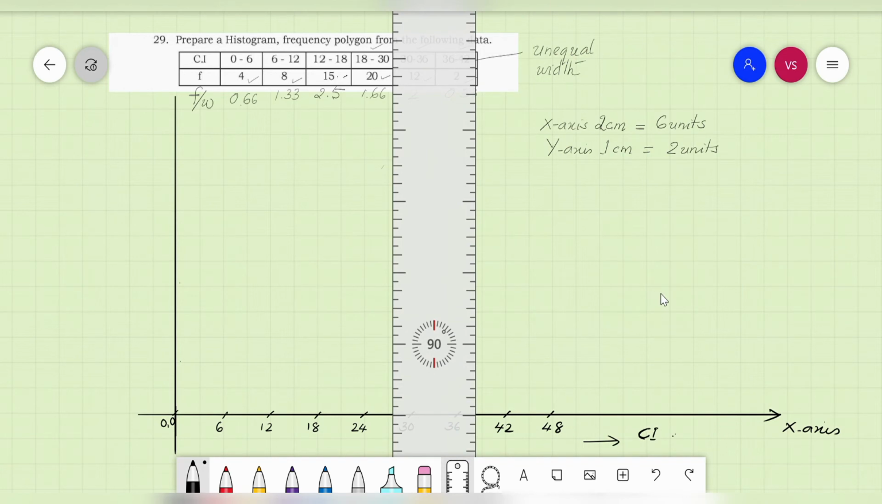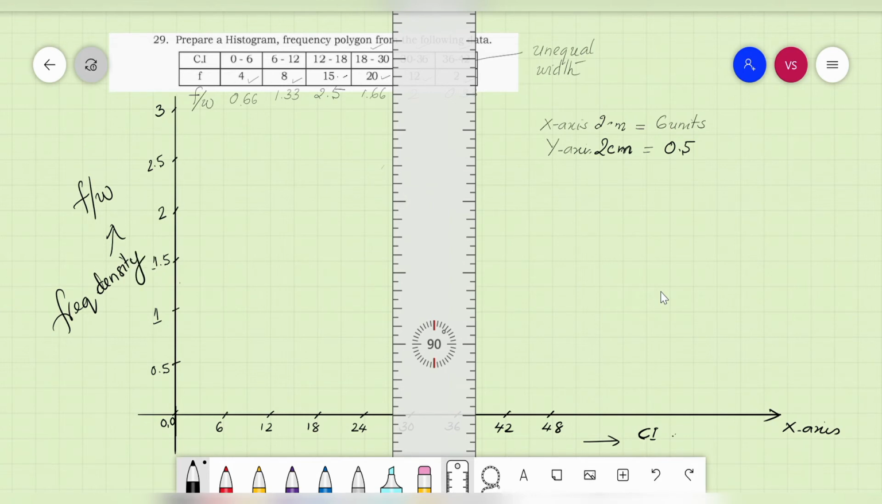So this also changes. This 1 centimeter will change. What we are supposed to do here is, I will take 2 centimeters equal to 0.5 units. So 2 centimeters equals 0.5. This is 0.5, this is 1, this is 1.5, this is 2, this is 2.5, and this is 3. And this is what we have as f by w.